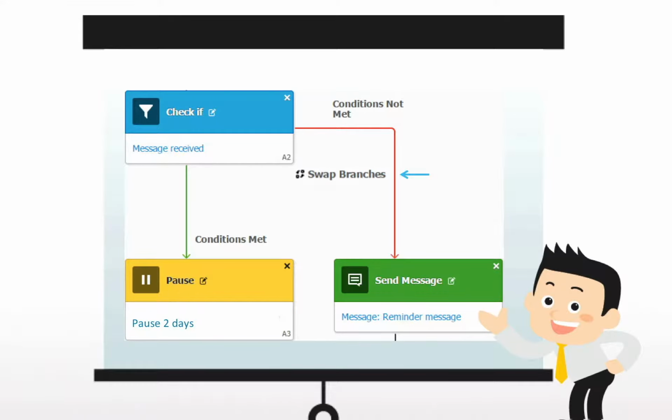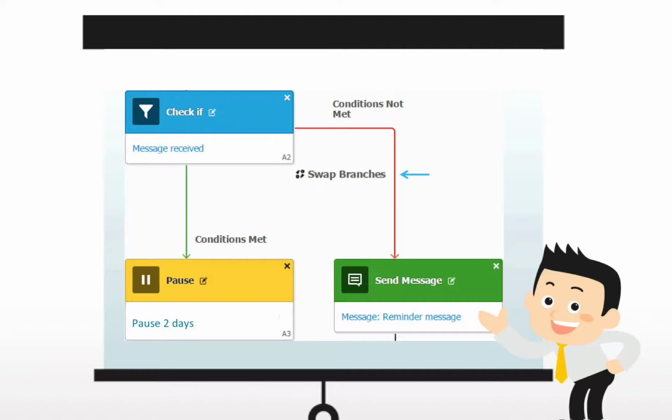Check if and wait for are the only two tiles that result in two branches. What does that mean? Let us use check if as an example. If we were to tell the system to check if a contact received the message, there will be two different groups of contacts, one with contacts that received the message and another that didn't. The branches let you see the different groups so you can respond to them accordingly.